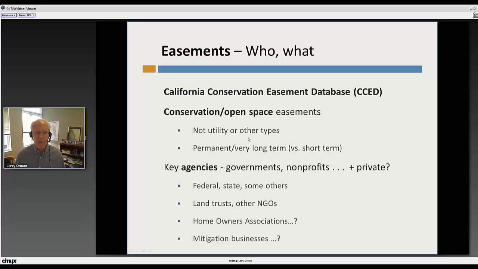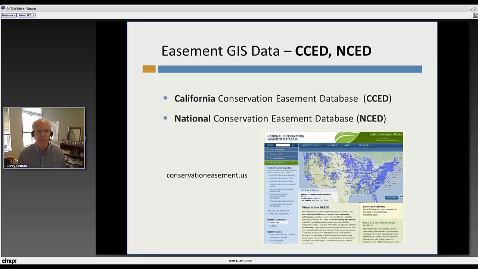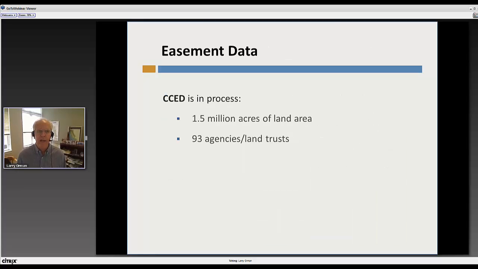The kinds of easements we are interested in CCED, the California Conservation Easement Database, are these, not other kinds. And we're mainly looking at those that are held by agencies and land trusts, along with a few others. Just like CPAD and PAD-US, CCED is related to the National Conservation Easement Database, which is organized by several nonprofits. It's essentially the California contribution to that data.